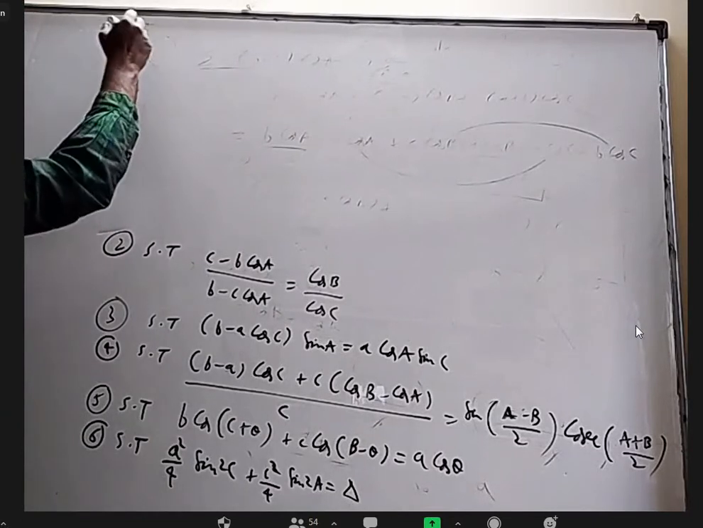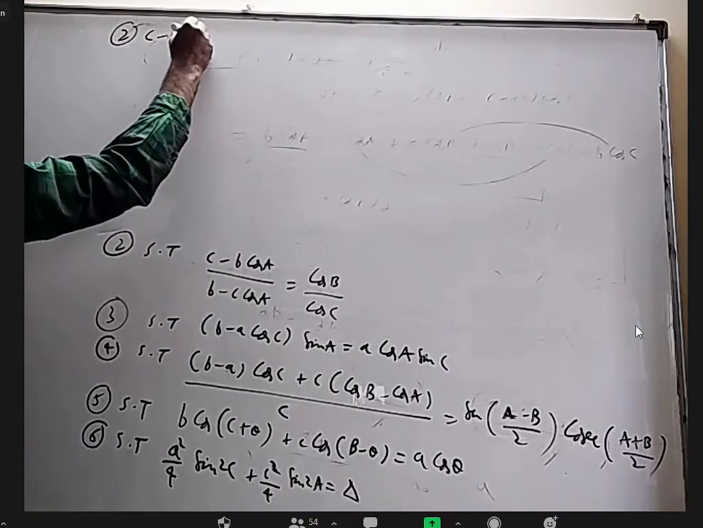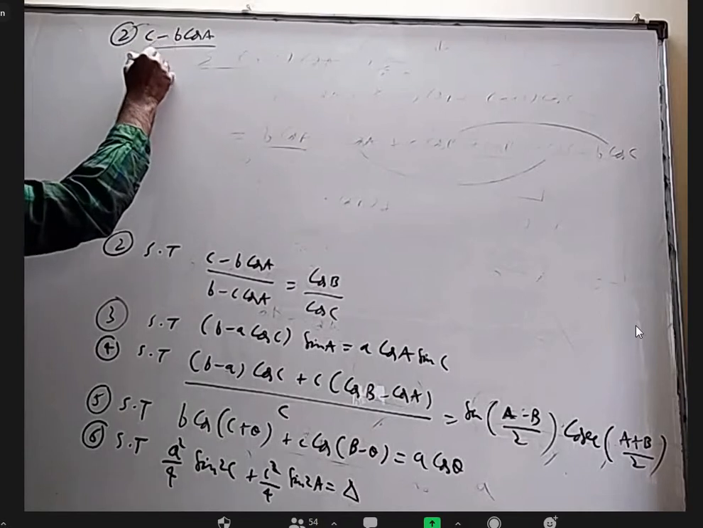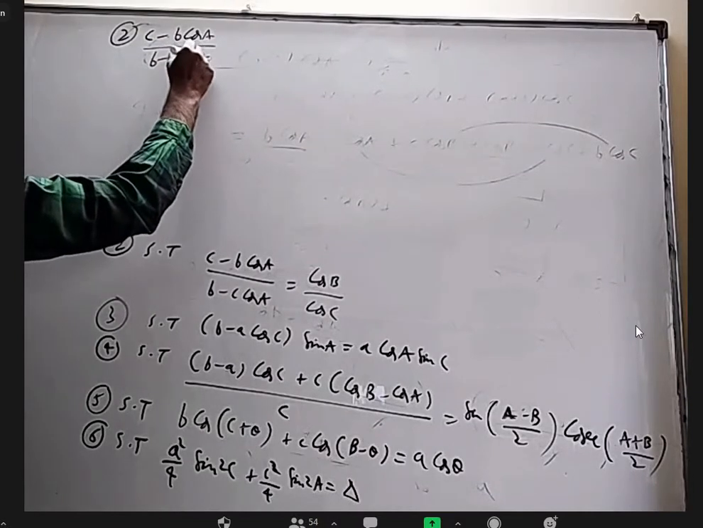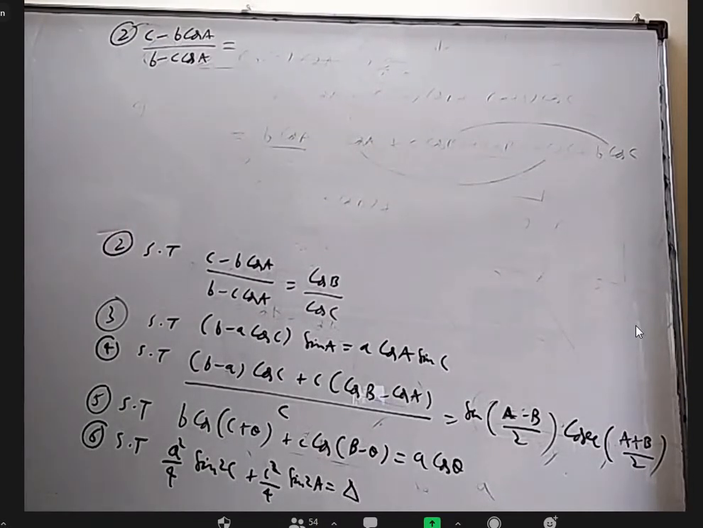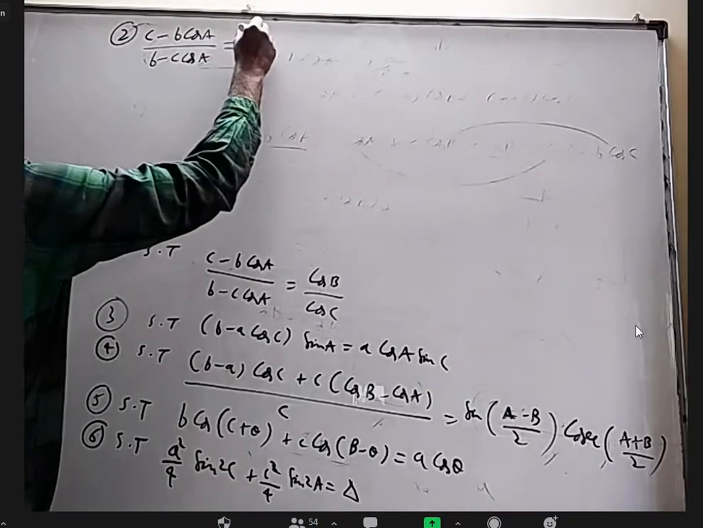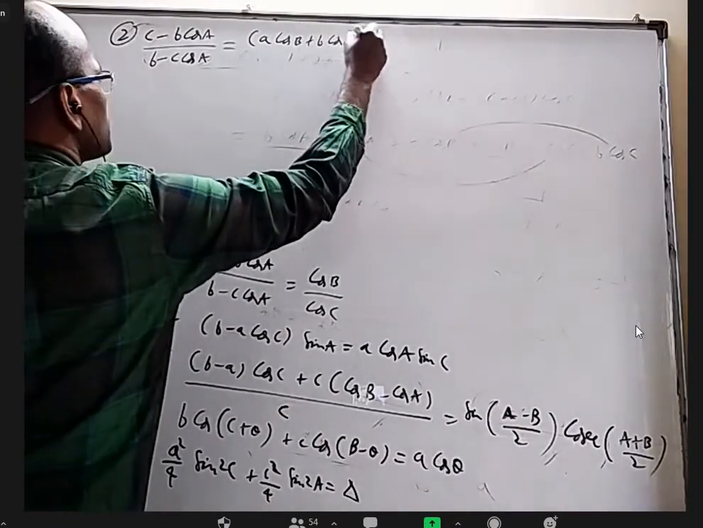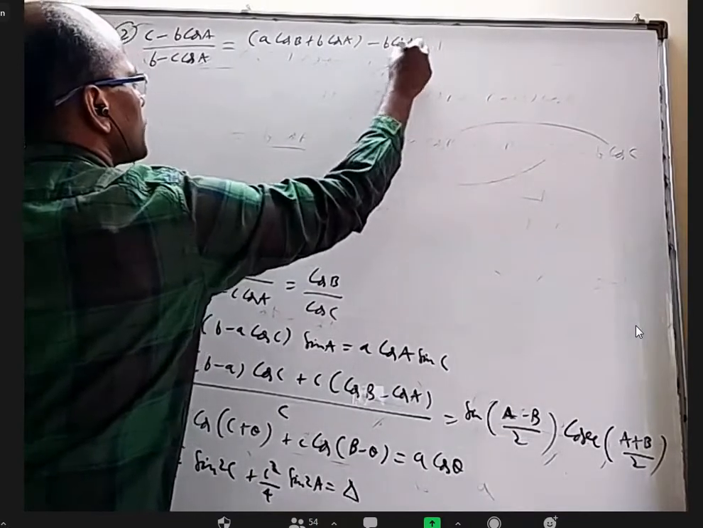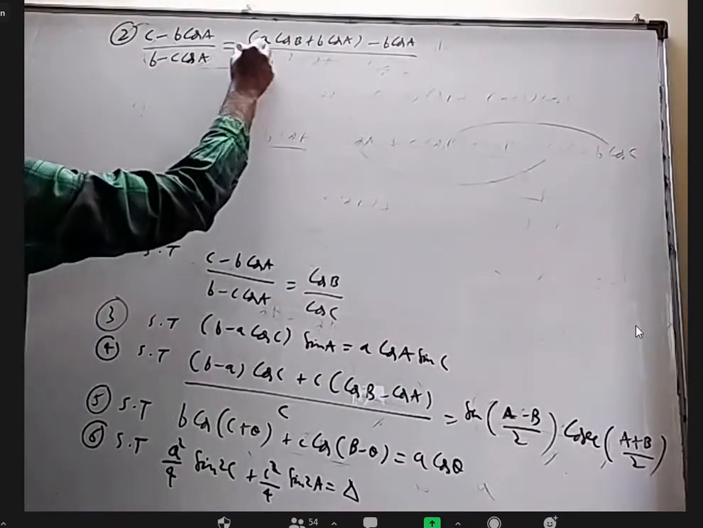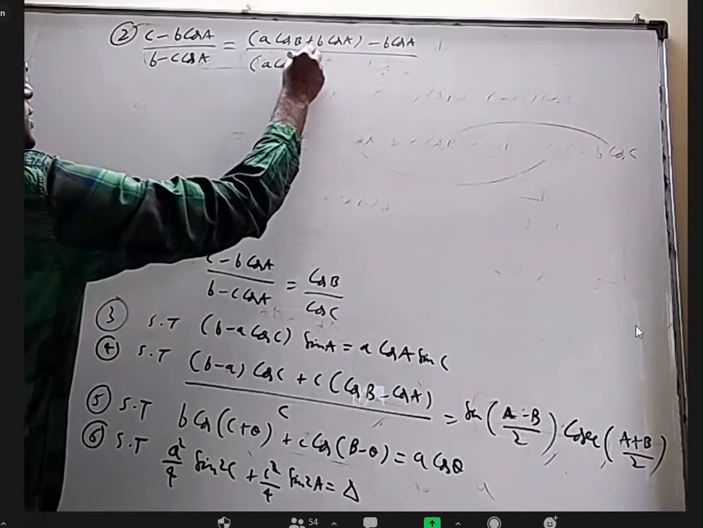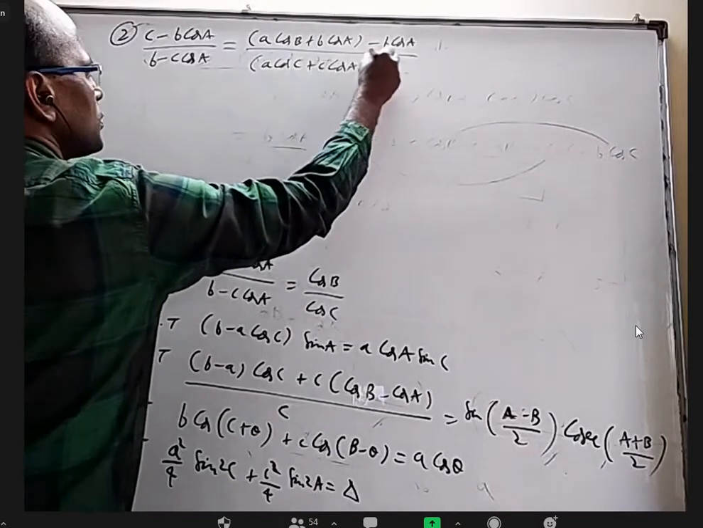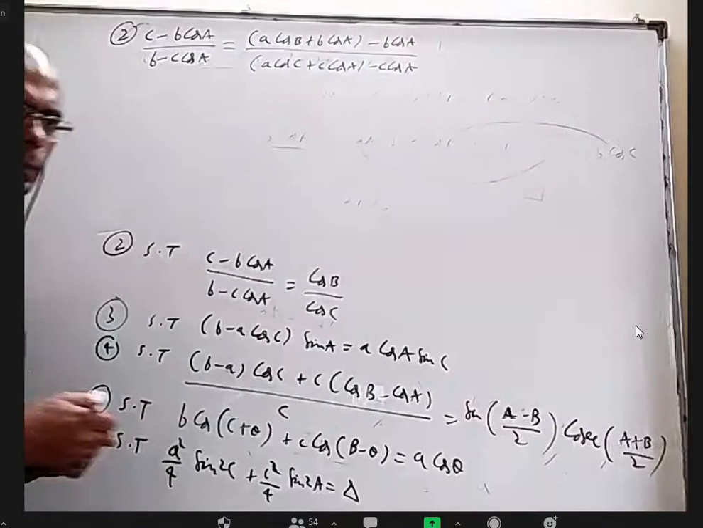So second question: (C minus B cos A) by (B minus C cos A). Anybody want to give me an idea how to do? Sir, we substitute C and B using the projection rule. In the place of C, I can write A cos B plus B cos A minus B cos A. In the place of B, A cos C plus C cos A minus C cos A.